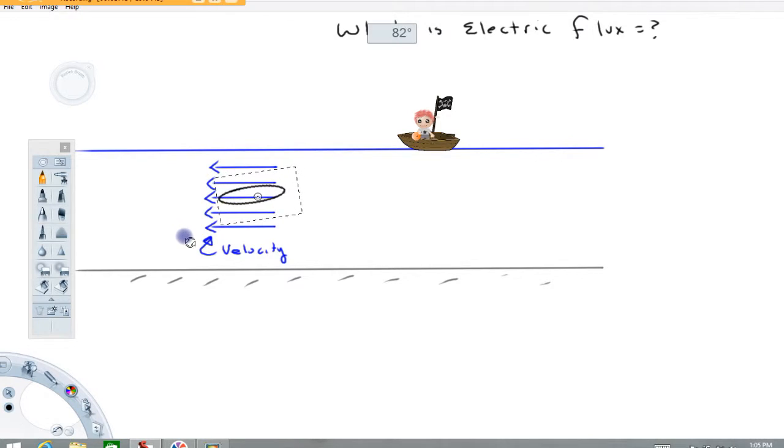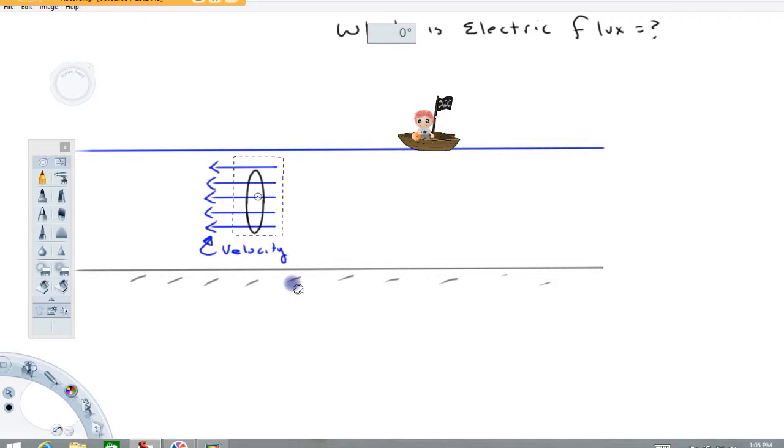Now, as I rotate the hoop into an orientation something like this, now we've got more water going through it, a little bit more, a little bit more, a little bit more. The maximum amount of water going through that hoop occurs here, where the velocity vectors are making a right angle to the plane of the loop.